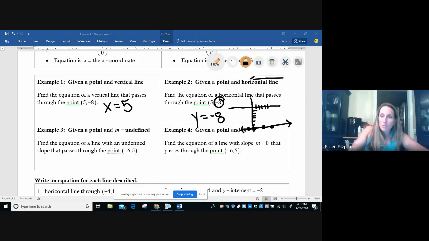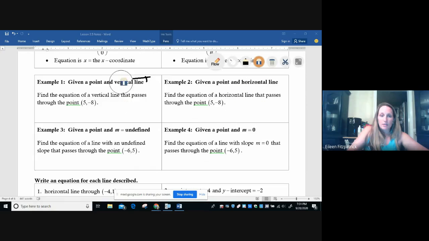Again, a horizontal line is going to have an equation of y equals some number, and a vertical line is going to have an equation of x equals some number. And it's the x coordinate that the line goes through, or the y coordinate that the line goes through. Okay. All right.